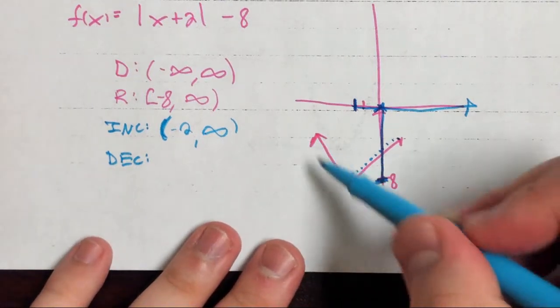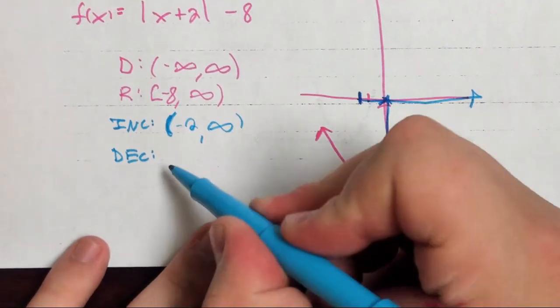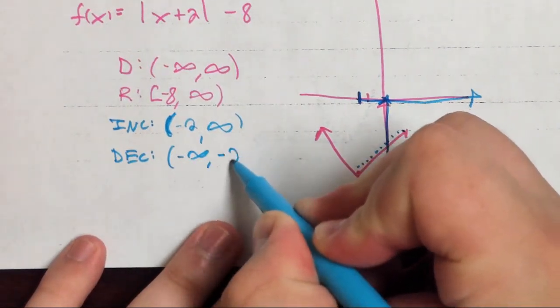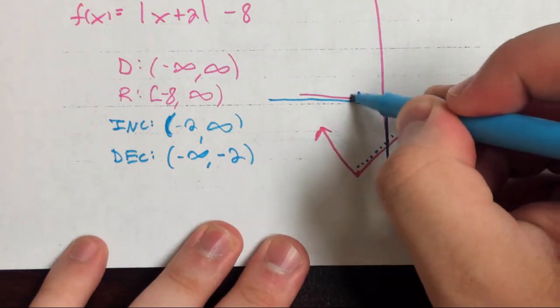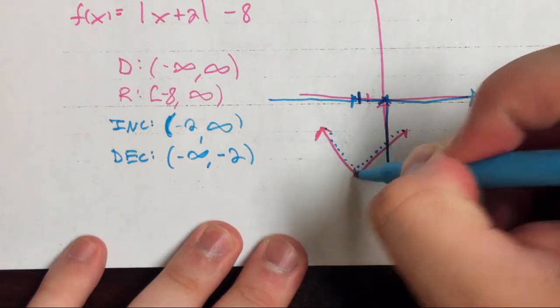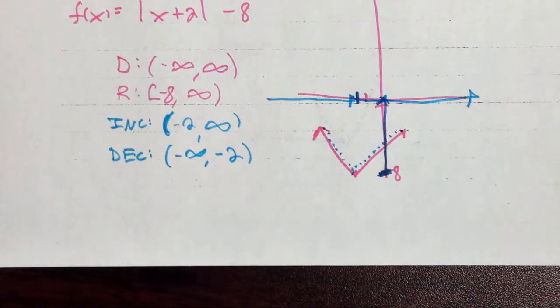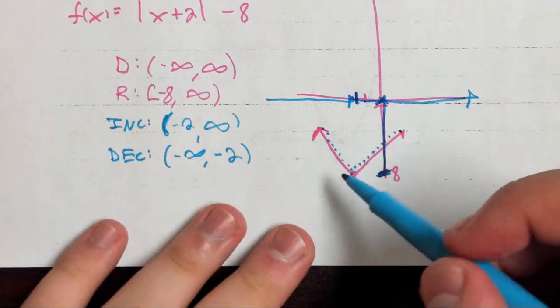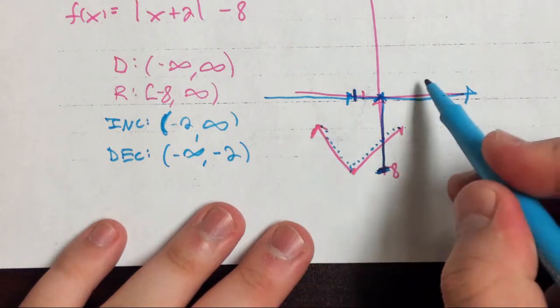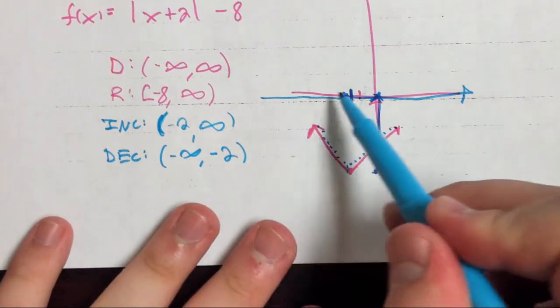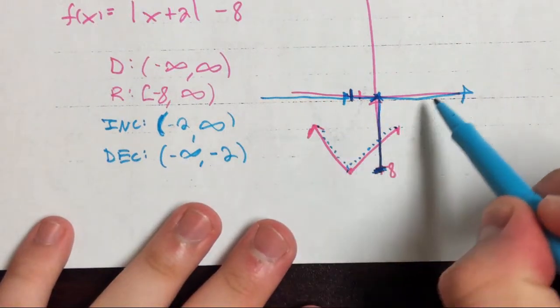What would the decreasing part be? Negative infinity, negative 2. Yeah, negative infinity to negative 2. So negative infinity up to there is where the graph's going down, as you go from left to right. Again, it doesn't matter that when you draw this picture, you probably just go up and up, so you just think it's always going up. As you go from left to right, it's not actually doing that.